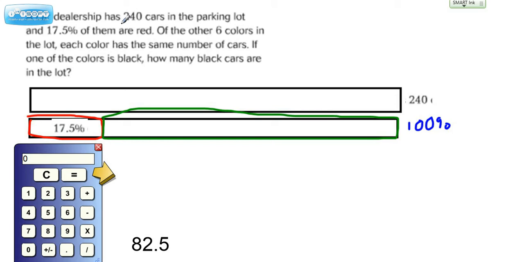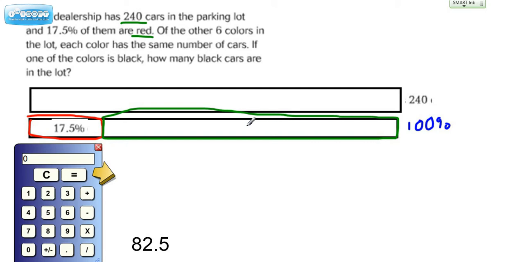All right, here's what we know. The all of it number, the number of cars in the lot, would be 240. If we're going to use the tape diagram method, let's have the top box be talking about the cars and the bottom box be talking about the percent. If we have all of something, we have 100%. We know that 17 and 5/10% are red. That means that this green box would represent all the other cars.